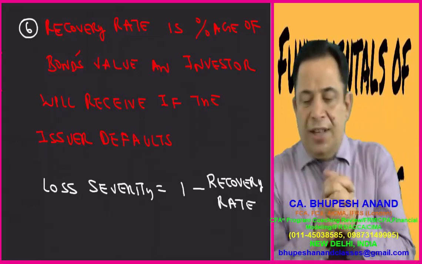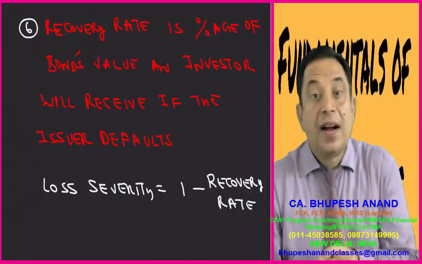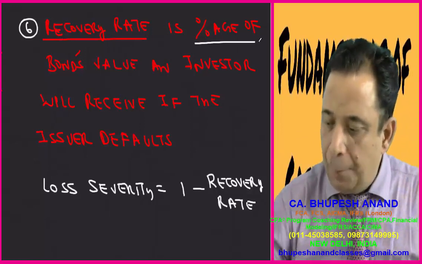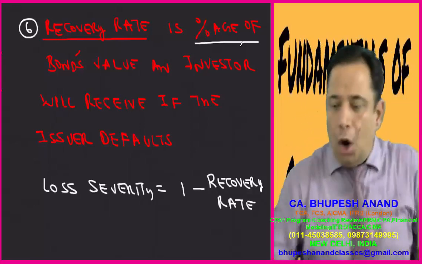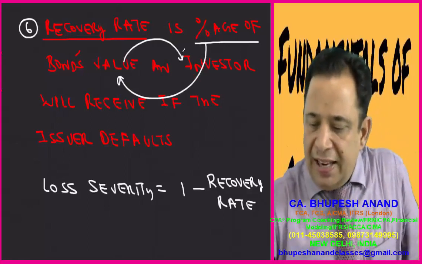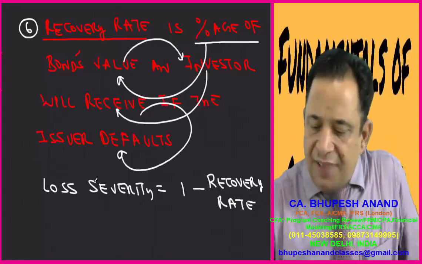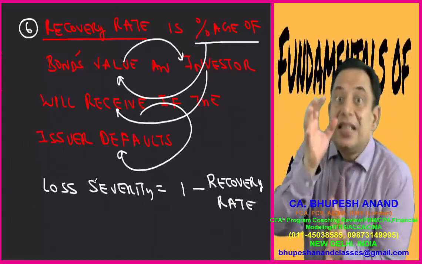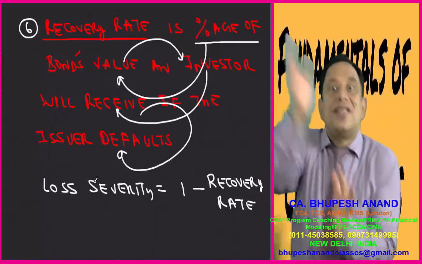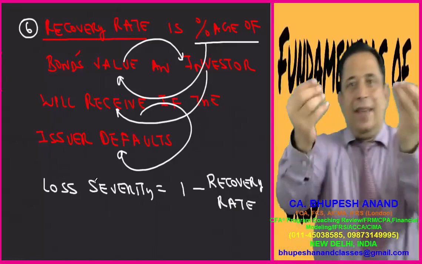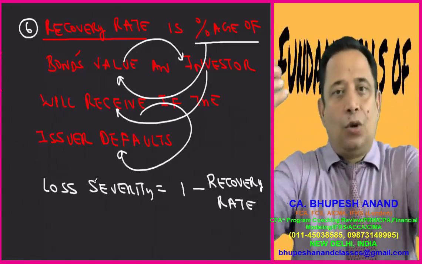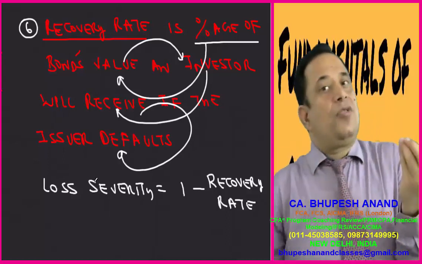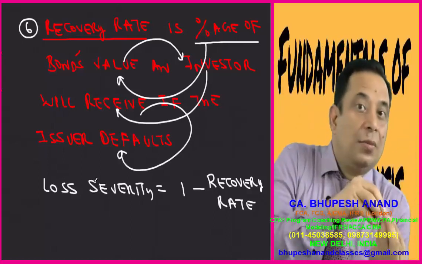So please write down the sixth point. Recovery rate is the percentage of a bond's value an investor will receive if the issuer defaults. And the loss severity is the percentage loss given default. It means if a total bond worth is $1,000, and if I say loss severity is $300, it means $700 will be the recoverable amount and $300 will be the severity.